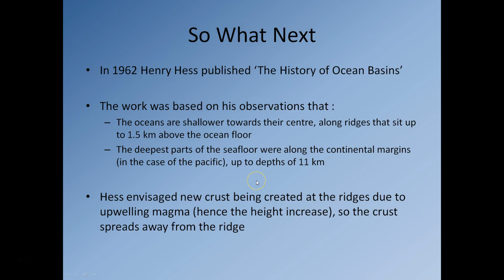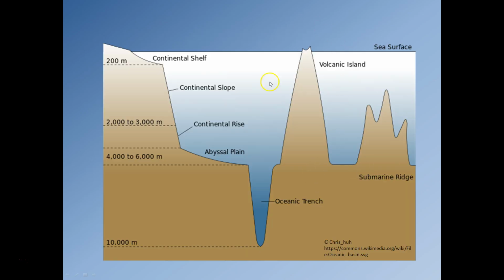So, what Hess envisaged was that new crust was being made at these raised areas in the centre of the oceans. It was then moving laterally away from those raised areas, and then the old crust was being destroyed at the trenches along the edges of the continents. So, how did he explain these raised areas? Well, he explains these raised areas, these submarine ridges, by saying the mantle underneath them is clearly much hotter than the mantle either side. So this means the mantle here is very, very hot, and so because it's hot, it's buoyant, and it naturally wants to rise.